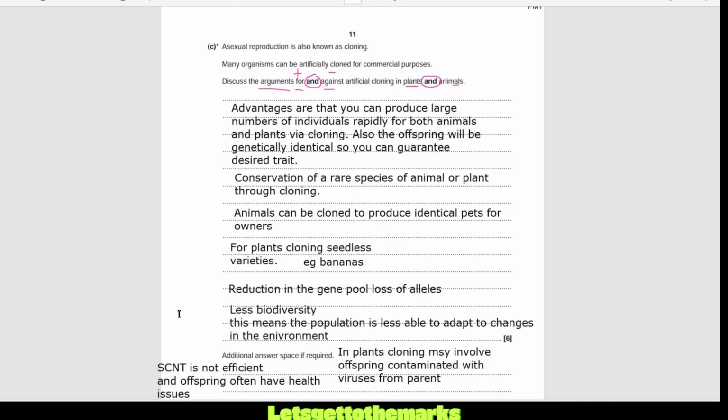I seem to have a lot of advantages of cloning over disadvantages, but I don't want to go on forever. Oh, that's a disadvantage there, let's get rid of that. So these are all the disadvantages down here, and these are all the advantages, and that will get you 6 marks. Okay, enough of that. Let's go.